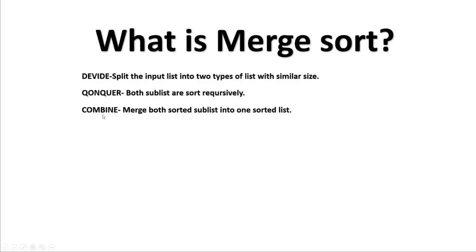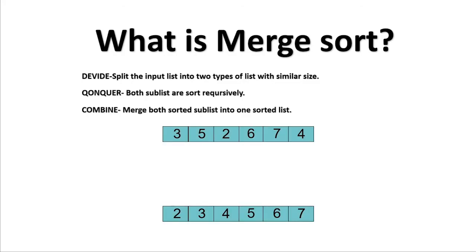Then after both sublists are sorted, we can combine them by merging both sorted sublists into one sorted list. Now we will see how merge sort works. So we're going to have the input like right here, and we will end up with the output like right here.